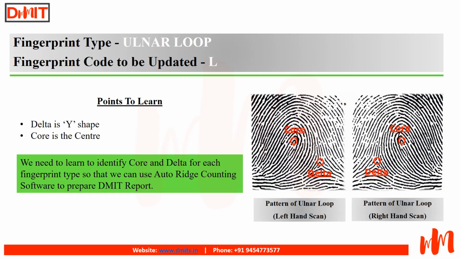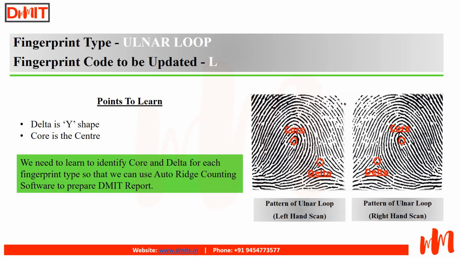The point to be noted here is that in case of ulnar loop, the delta is Y-shaped. You can see in the picture that there is a delta. It has been named in the picture. It is Y-shaped, and the core is the center. Over here, you can also see the core. That is the center of the fingerprint.